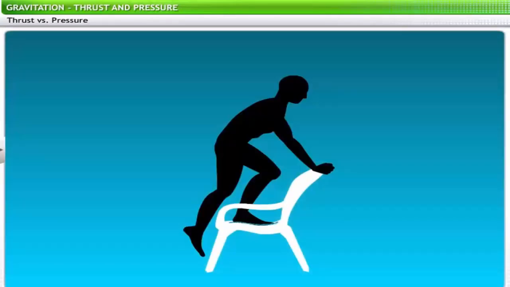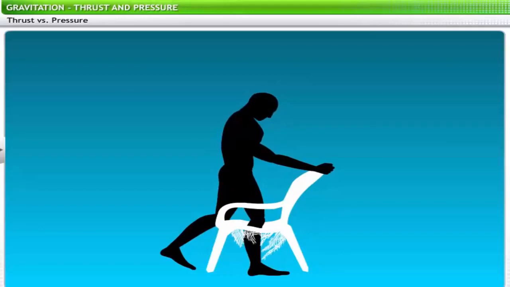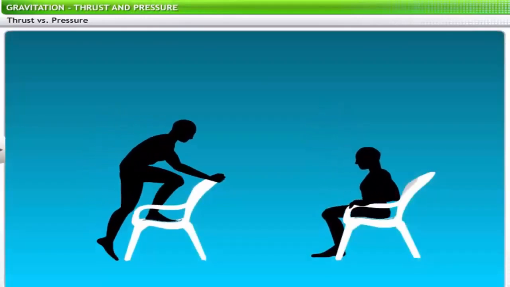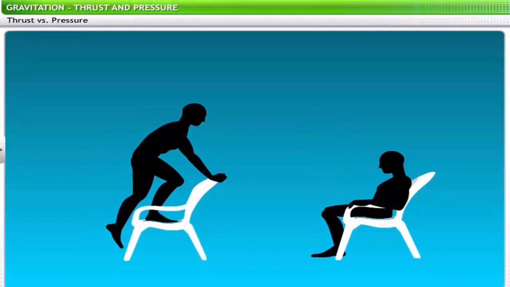This is because when you stand on the chair, the area of contact becomes much smaller, and the pressure on the wire crosses the safety limit. In both the cases, the weight of the man, that is the downward force acting on the chair, is the same. However, the area on which it is acting has changed, leading to change in pressure exerted on the seat of the chair.